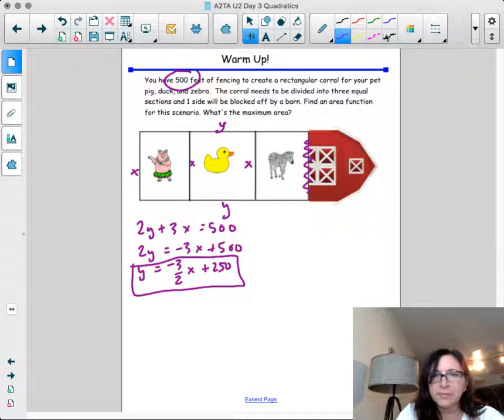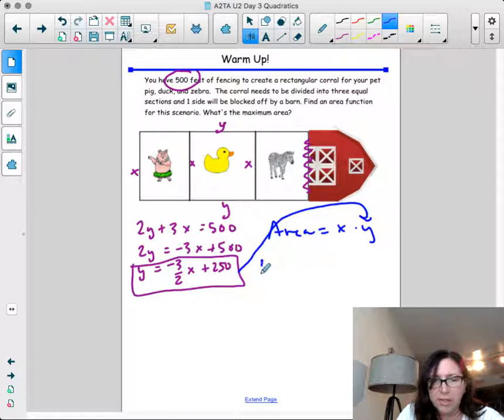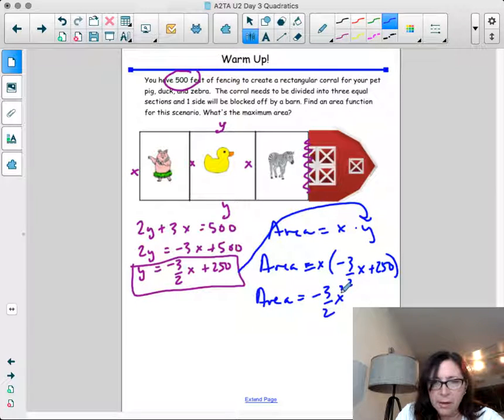To find the area, that's going to be length times width, which is x times y. Now, we do know y. This y is going to go into this equation here. So we have area equals x times negative 3 halves x plus 250. And we're going to distribute: area equals negative 3 halves x squared, x times this value, and x times this value, plus 250 x. And this is our area formula now for this equation.